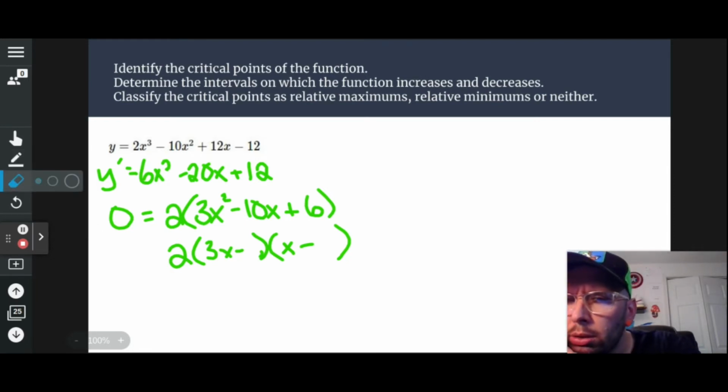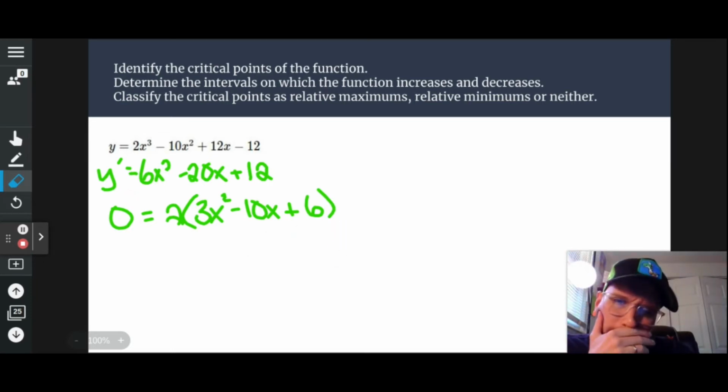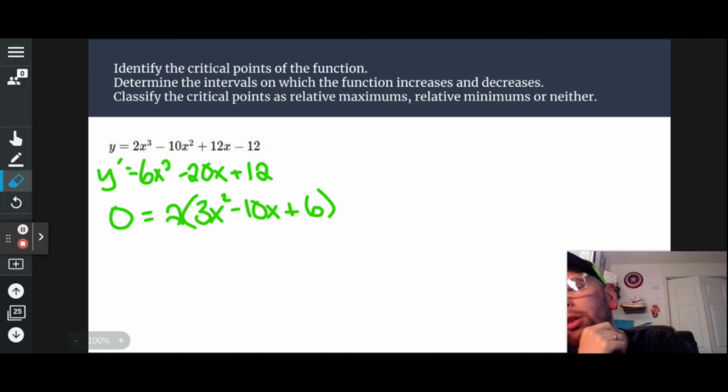I'm having a hard time here. I'm not sure why I'm struggling so much with this one. This might be a quadratic formula one, because I'm not finding it. All right, let's do quadratic formula.